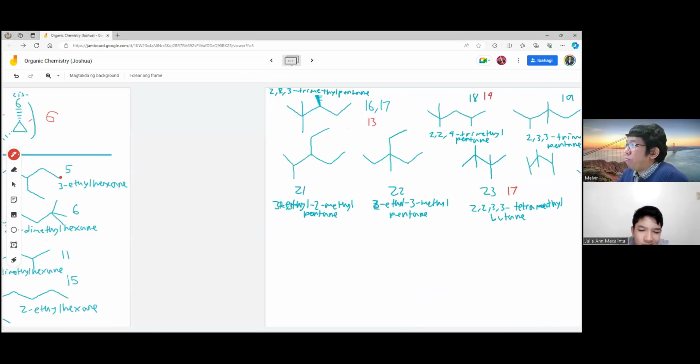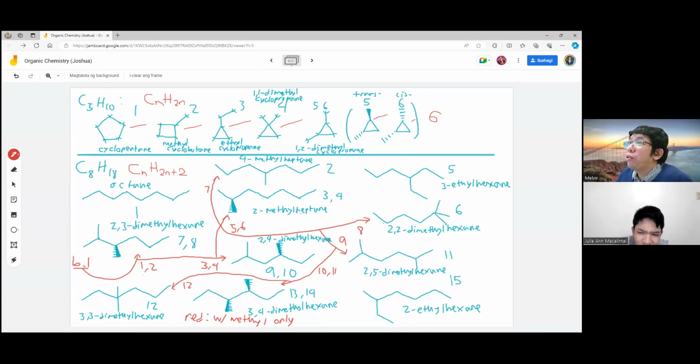Sige, sige, we'll check. Ang meron ako ay 2-methylheptane, meron ka? 2-methylheptane. Check. Opo, meron. Kita ko na. Tapos yung dalawa pong isomer, dalawa pong stereoisomer. Okay, wait lang. Tapos 3-methylheptane. 3-methylheptane. 3-methyl. Yup.